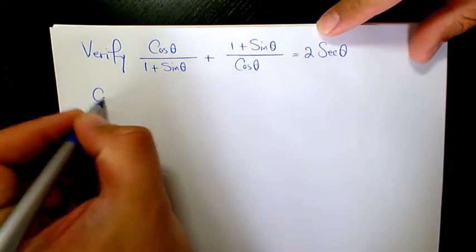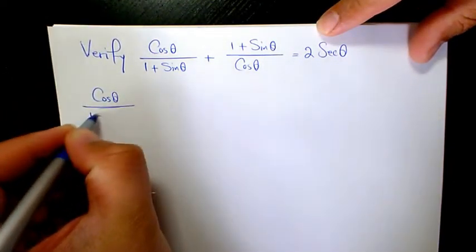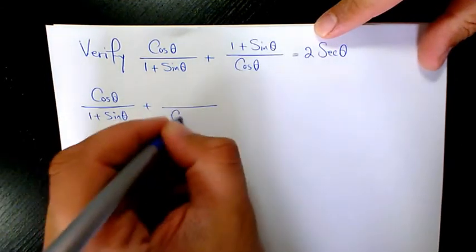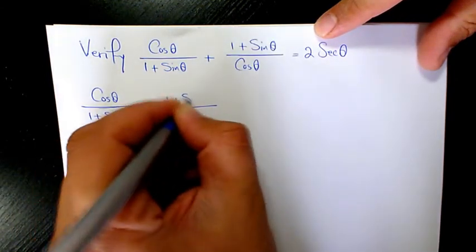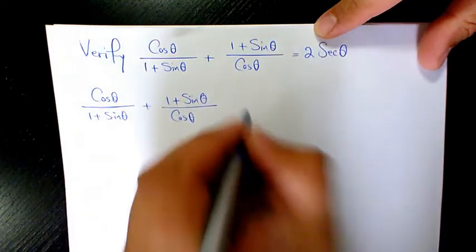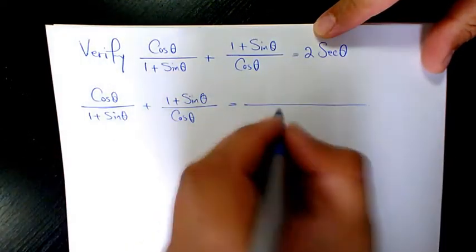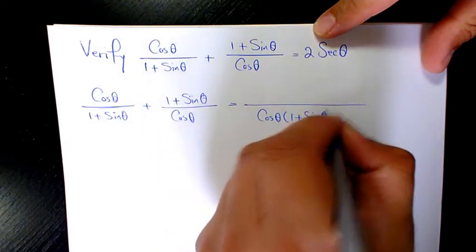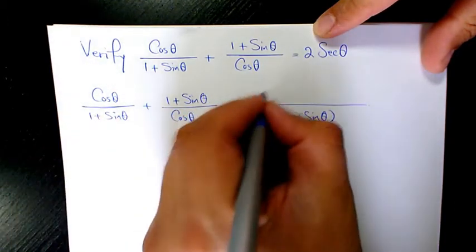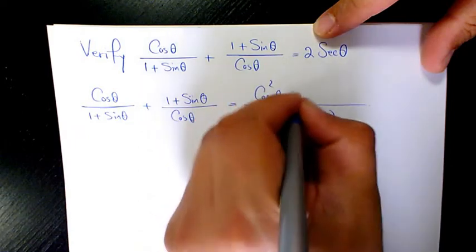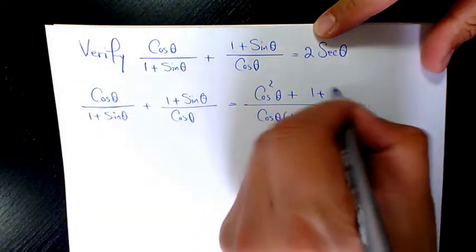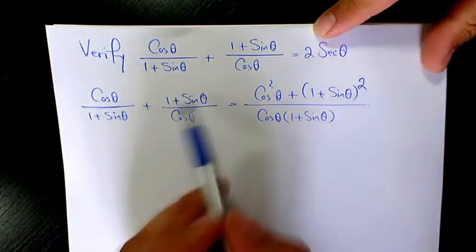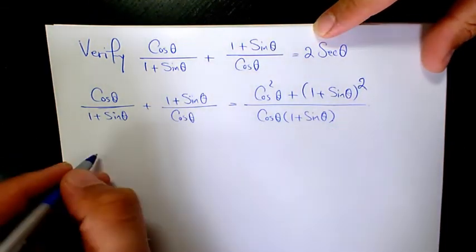So what we need to do, we have cosine theta over 1 plus sine theta plus 1 plus sine theta over cosine theta. When you have the common denominator, we have cosine theta times 1 plus sine theta, and in the numerator, cosine times cosine, cosine squared theta plus 1 plus sine theta to the power of 2, because these two multiply by each other.